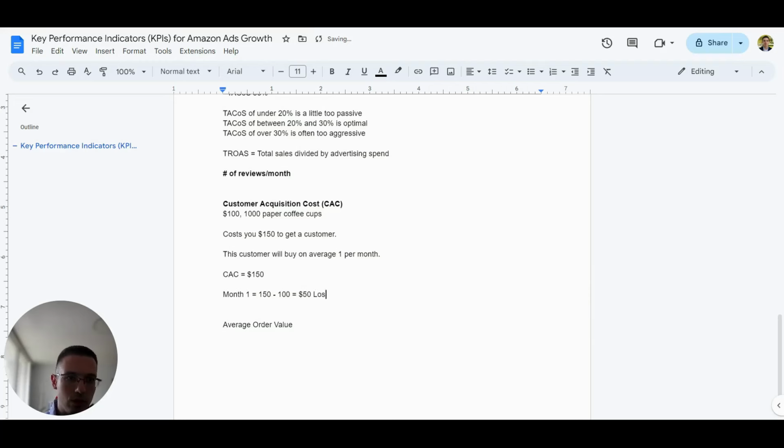That's a $50 loss. In month two, you get another $100. So minus 50 plus 100, you are now in profit $50. Month three, another $100, so $50 profit plus 100, you are now $150 in profit from that customer, from that initial customer acquisition cost of 150. Month four, you are now $250 in profit from that customer. And this is the power of recurring sales. For that initial 150, you've now acquired a customer that will be giving profit month over month over month. You paid this upfront cost in order to reap the benefits down the line.